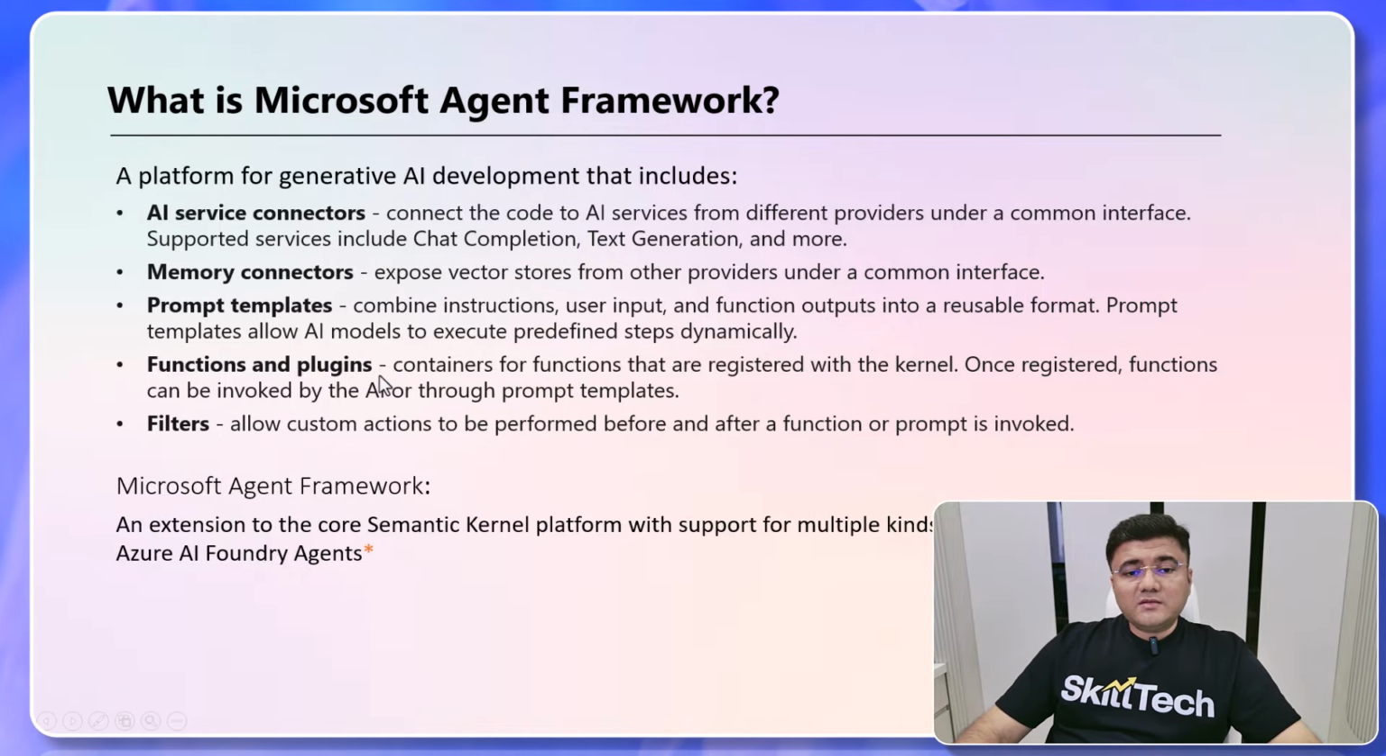Next, we have functions and plugins. This is the same feature carried over from Semantic Kernel, where you can create reusable plugins that work as plug and play with your multiple agents. Basically, you have containers for functions that are registered with the kernel, which was earlier known as Semantic Kernel. Once registered, the function can be invoked by AI or through prompt templates. That piece of code, which you call a function or plugin, is reusable and can be accessed by multiple agents or services.